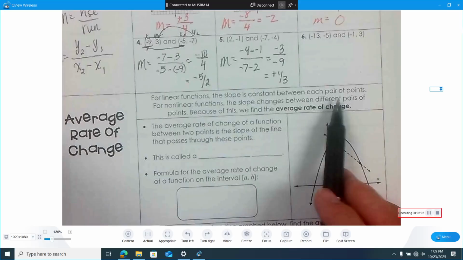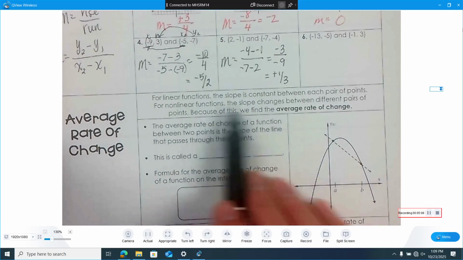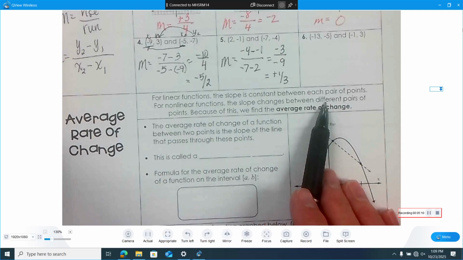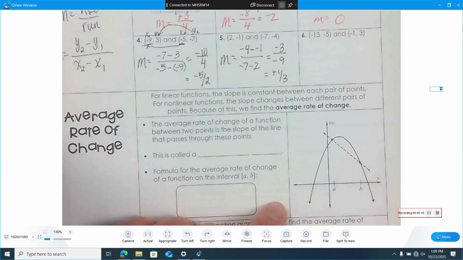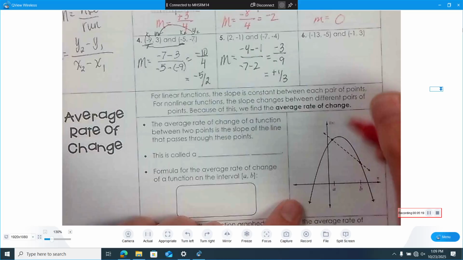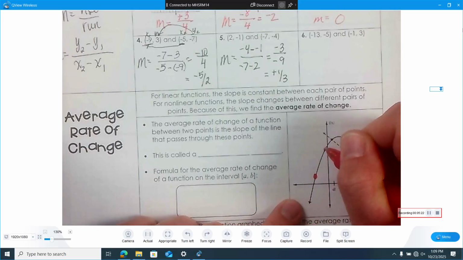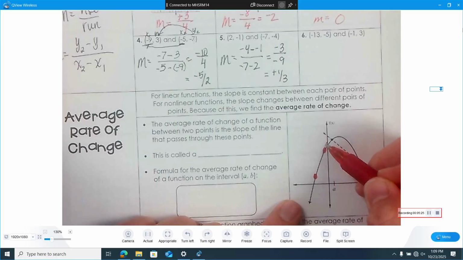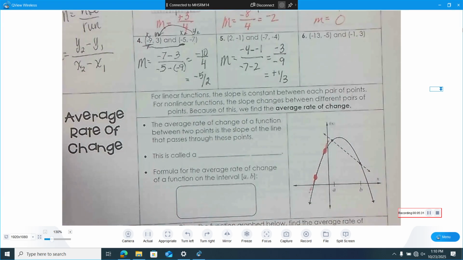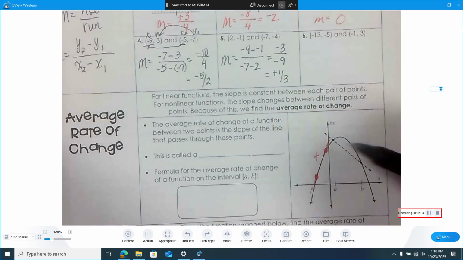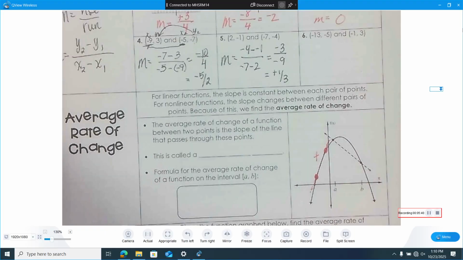And so for nonlinear functions, the slope changes between different pairs of points. Any 2 points that you pick on the curve are going to have a different slope. So for instance, if I were to pick this point and this point, I could find a sort of slope between these 2 points. Is that a positive slope or a negative slope? It's a positive slope. But if we look over here, these 2 points that they've drawn in, is that a positive slope or a negative slope? It's a negative slope. And so between any 2 points, we have a different slope.